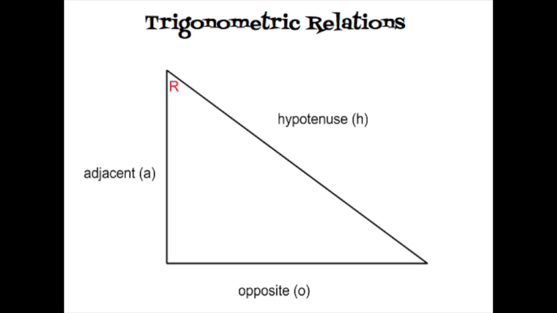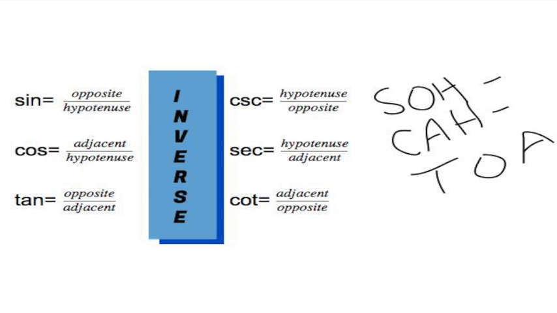Before we get started with set values, we need to understand trigonometric relationships. First, identify the adjacent, opposite, and hypotenuse sides in relation to a specific angle, r in this case. There are 6 types of relationships that help determine the measurements of r: sine, cosine, tangent, cosecant, secant, and cotangent. Remember SOH CAH TOA. Sine equals opposite over hypotenuse. Cosine equals adjacent over hypotenuse. Tan equals opposite over adjacent, and the rest are their inverses, respectively.